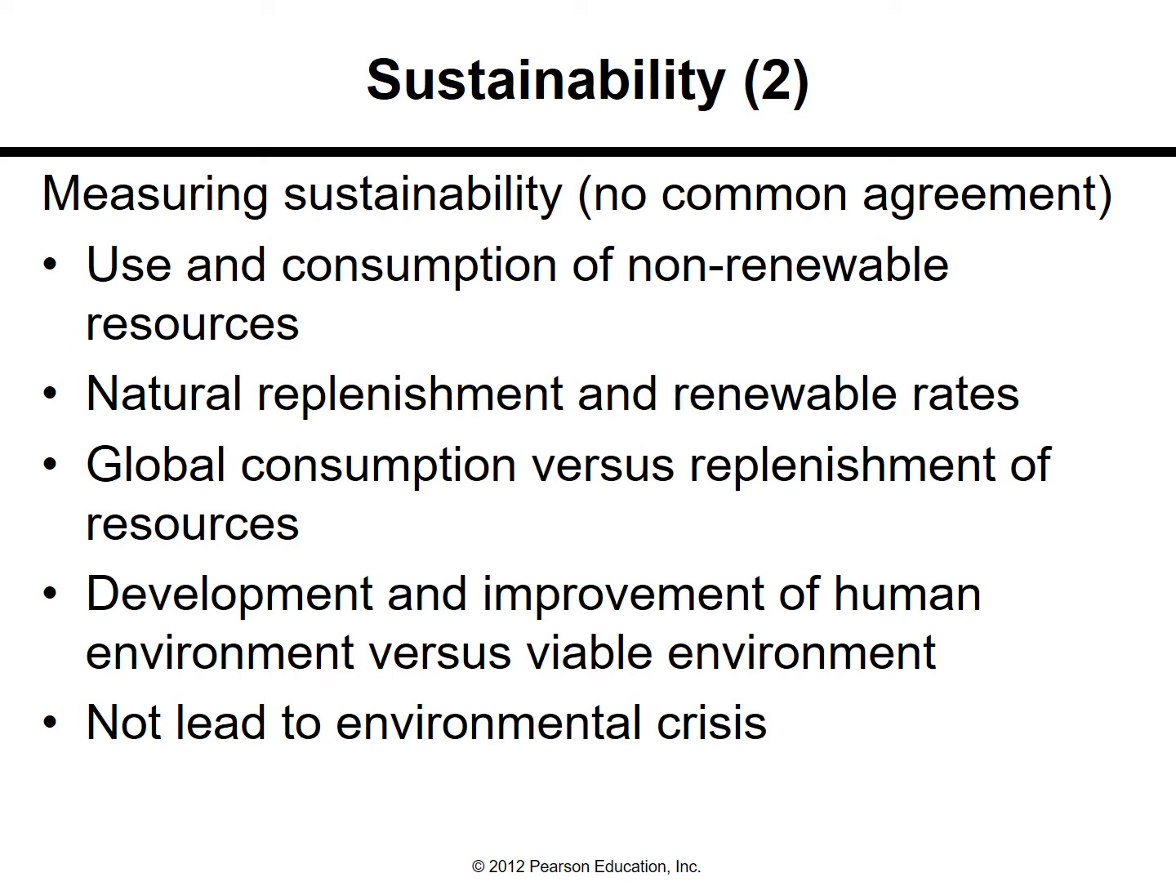Another thing to consider when measuring sustainability is that we can look at global consumption versus replenishment of resources. So it's not just at a regional level. We might want to make our measurements at a global scale. Also, we might have development and improvement of the human environment versus what is a viable environment. So while life might be sustainable at some point in the future, we might use resources now at a rate that makes future environments only barely survivable. And it's partly a matter of choice, the choices we make every day.